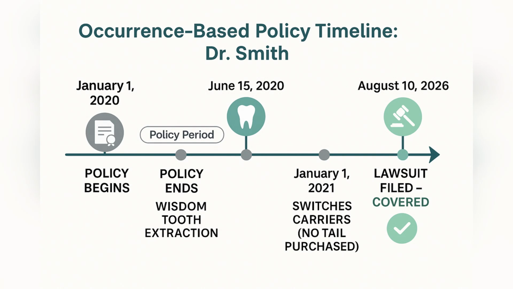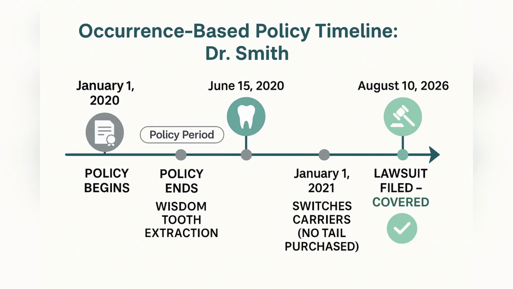Let's take a look at an example of an occurrence form policy in action. Imagine Dr. Smith has an occurrence form dental malpractice policy that's active from January 2020 through December 2020. During this coverage period, let's say on June 15th of 2020, Dr. Smith extracts a wisdom tooth for patient M. After her policy expires at the end of the year, Dr. Smith switches insurance companies in January of 2021. And importantly, she doesn't purchase any tail coverage from her previous insurer.